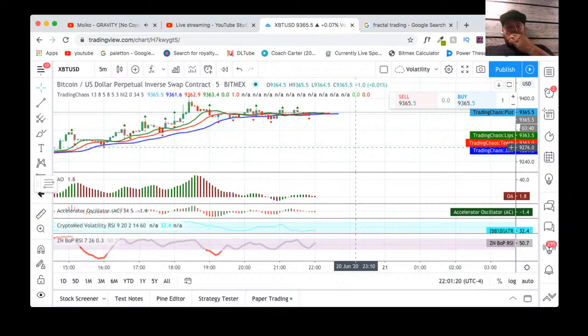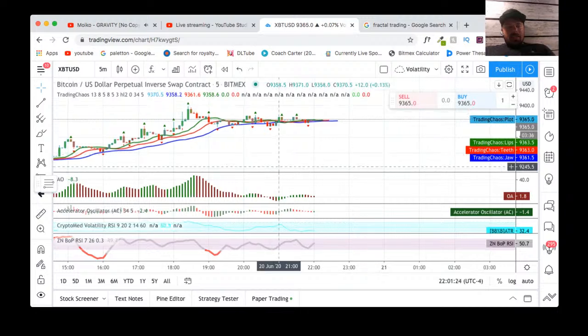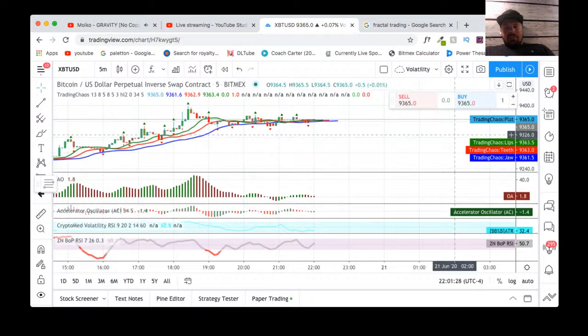So now we have some saddles here on the 5-minute chart. Let's go ahead and trade as if we were going to be trying to make some profits here. And if you see, here's a fractal here. Here's a down fractal here. Let's go ahead and get in on this.